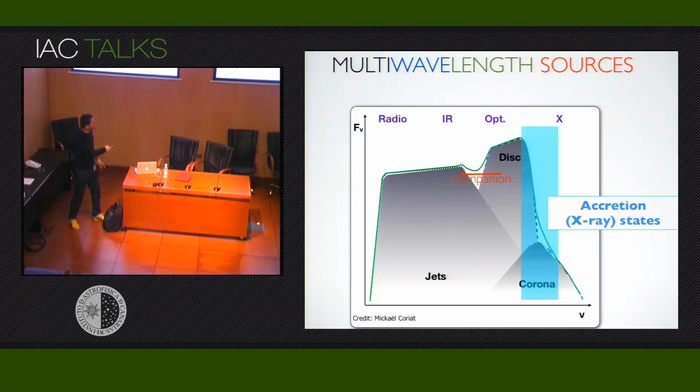In the talk, I'm going to focus on this part, because here we see major changes in the timing and spectral properties of these sources, and these changes led to the definition of X-ray states. But I will show you how these X-ray states are also connected with other properties, like the presence or absence of jets, or the presence or absence of strong accretion disk winds.